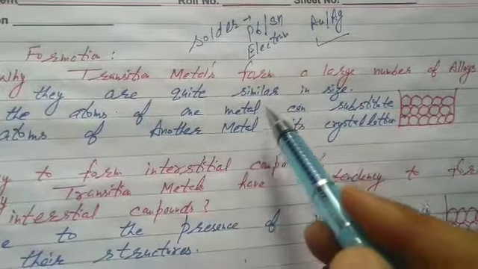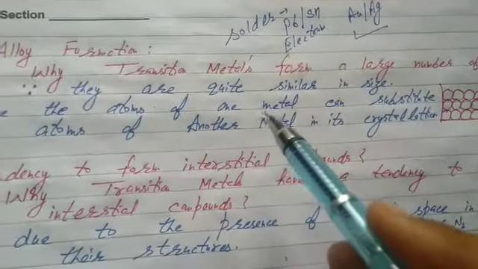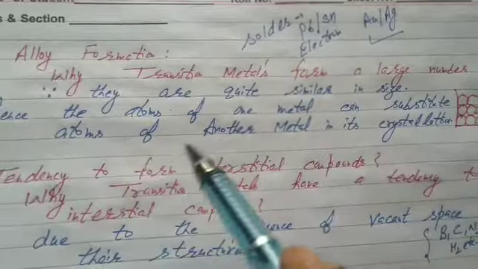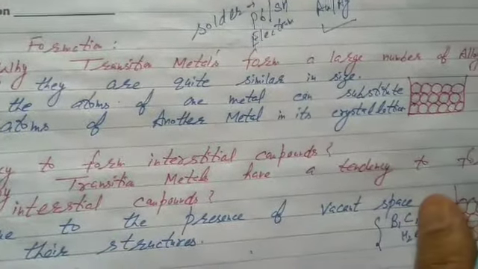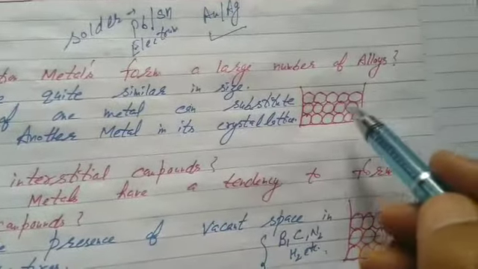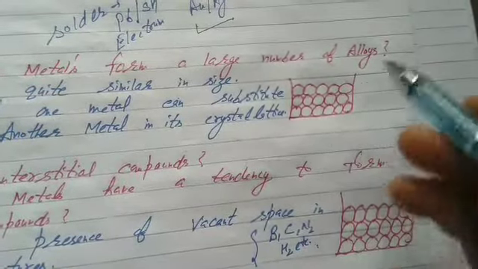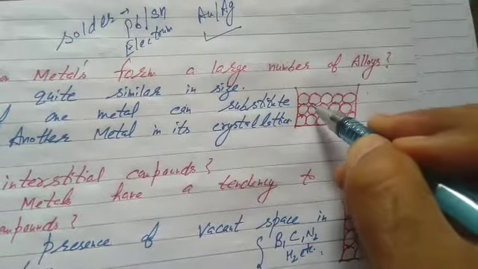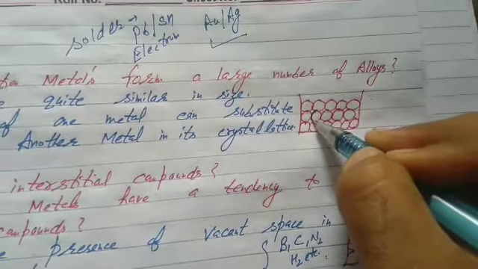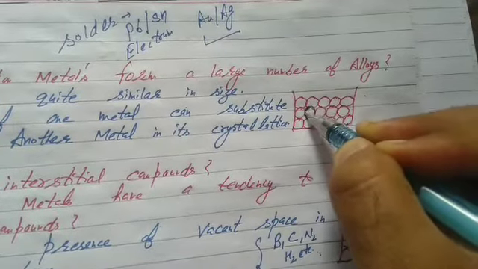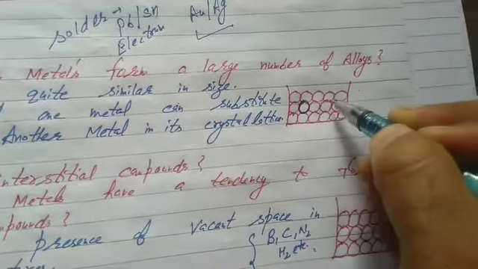We use this term. Hence the atoms of one metal can substitute the atoms of another metal in its crystal lattice. Please look here, that's the crystal lattice containing gold particles. Now some of the particles are replaced by silver. These are marked with blue circles. These are silver particles.